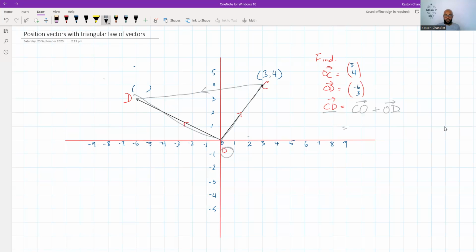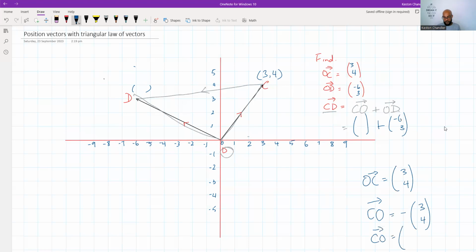Right. So we know that OD, you just worked out OD. OD is -6 and 3. Right? CO on the other hand is the opposite direction of OC. OC is 3, 4. But if I want to go in the opposite direction, CO, I want to switch the arrow in the opposite way. Then I need to put a minus sign in front of this 3, 4 to get my answer for CO. You understand how I change the direction?